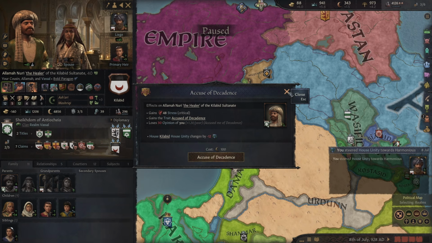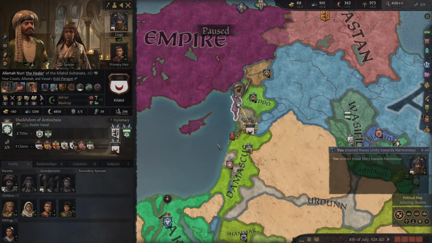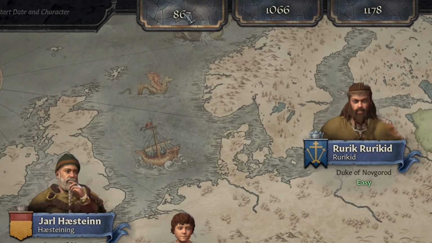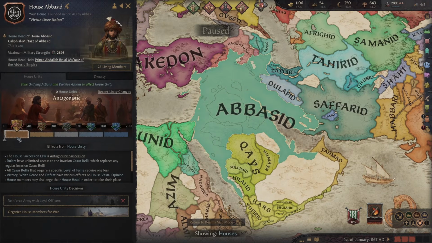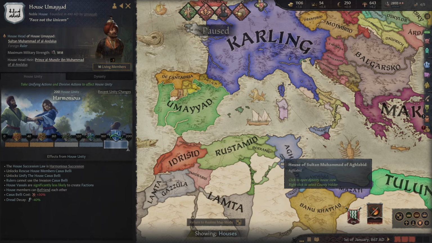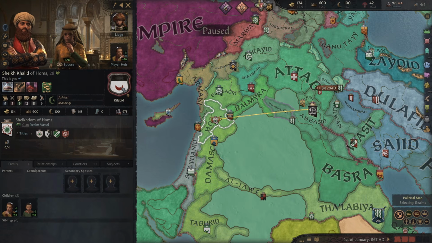The 5 levels of house unity are antagonistic at 0 to 40 points, competitive at 40 to 80, impassive at 80 to 120, friendly at 120 to 160, and harmonious at 160 to 200. In the 867 start date, the Abbasids started antagonistic, and the Umayyads started harmonious, but for the most part houses started impassive, so let's begin with that.